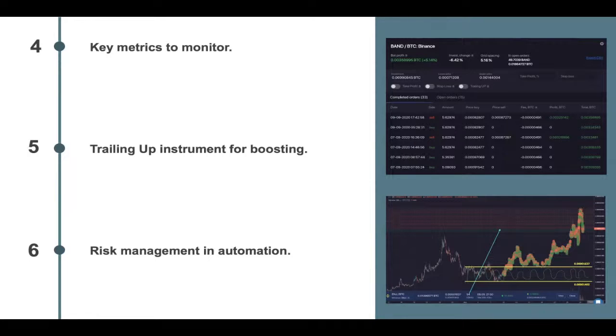A trading up instrument for boosting. So if you want to follow a trend and you don't want to spend hours in front of the monitor, then this instrument is exactly what you need. And I will show you the exact cases where it is optimal to use the trading up and when, depending on your trading style, it might not be that optimal. All right, so we will cover these differences.